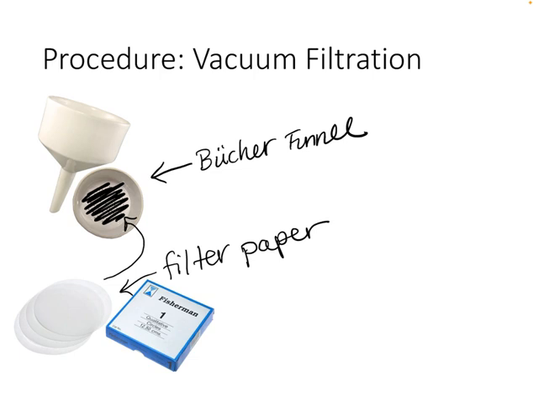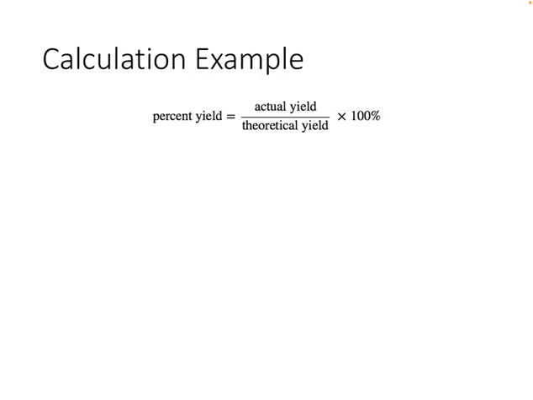So once we have the mass of the aspirin, we're also going to do a calculation to see how much aspirin we actually formed in the experiment. So that's where this calculation comes in, the percent yield. Now you might remember this from previous chemistry courses, but it might also have been a while since you've done this calculation, so I wanted to go over it with you.